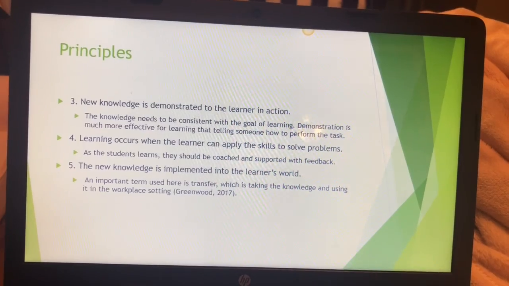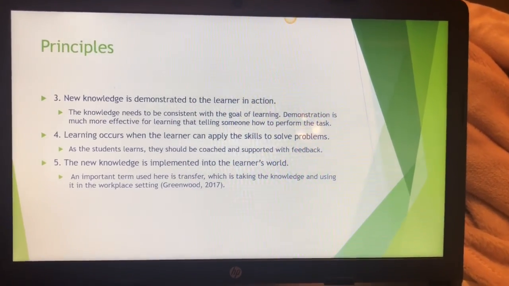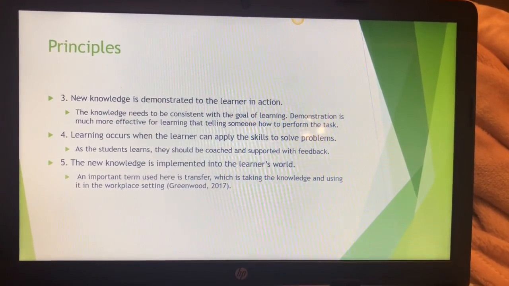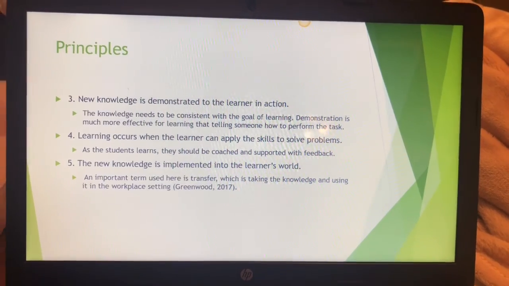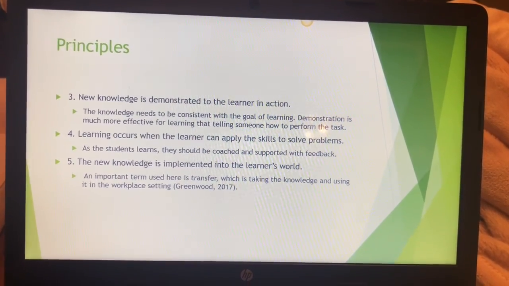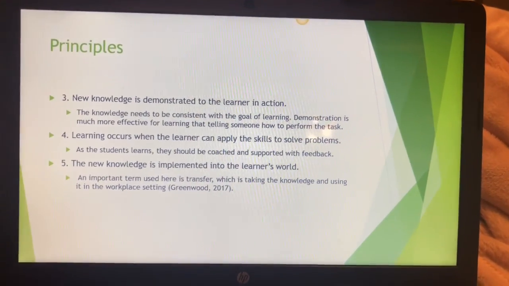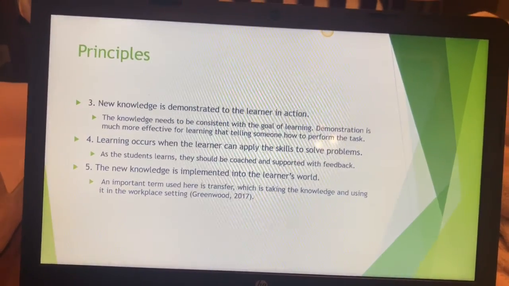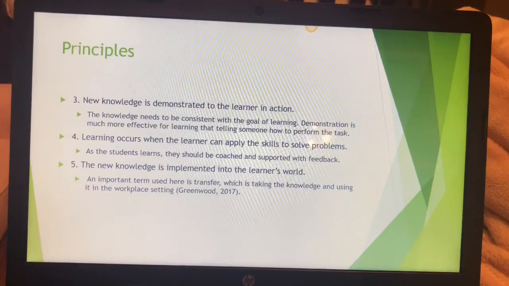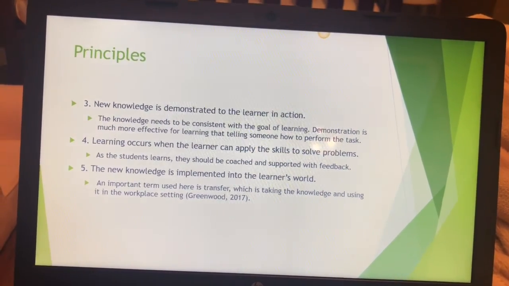So basically you're going to show them, this is what we want you to be able to complete, a competent personal bed bath, and we're going to demonstrate this to you and hopefully help you to be able to perform the task. The fourth one said that learning occurs when the learner can apply the skills to solve problems. So as the trainees perform the task, the instructor is there to give good feedback and talk to them about how they could have done it differently, how to position the patient differently, or different techniques.